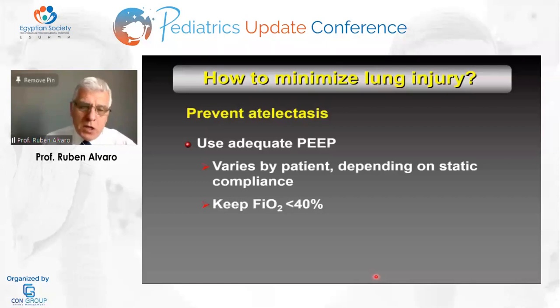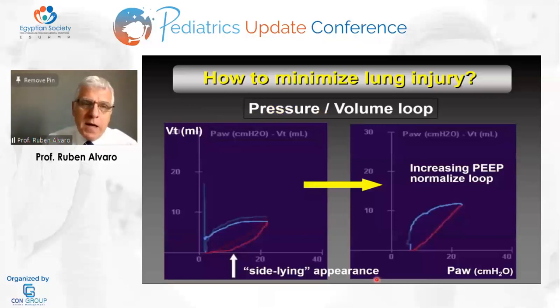In general, try to keep the FiO2 less than 40%. If your FiO2 is more than 40%, unless you have pulmonary hypertension, most likely you are not opening the lungs properly and you need higher FiO2 to compensate for the lack of mean airway pressure, okay? And remember that the mean airway pressure is mostly set by PEEP. So this is an example of inadequate PEEP.